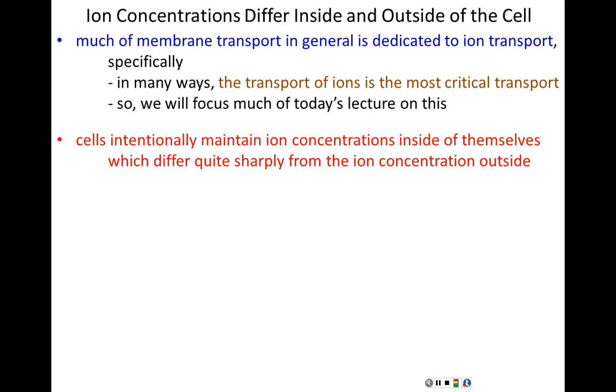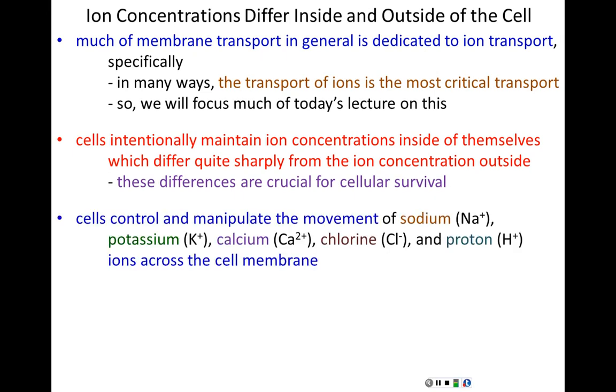Cells intentionally maintain differential ion concentrations between the inside of the cell and the outside. So oftentimes you'll see the concentration of inorganic small ions differing sharply on either side of the membrane. And these differences are intentional, they're on purpose, and they are crucial for cellular survival. We'll see this near the end of the lecture.